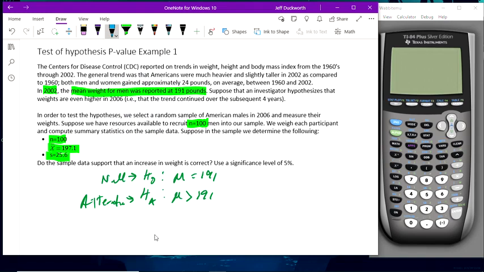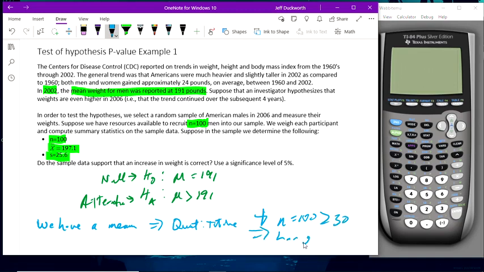What test in the calculator do we want to run? Well, first, what type is it? We're dealing with a mean. Therefore, this is quantitative. So then we need to ask ourselves a question. Is N 30 or more? Well, N is 100, which is at least 30, so we can use a large sample test. So this is going to be a z-test.